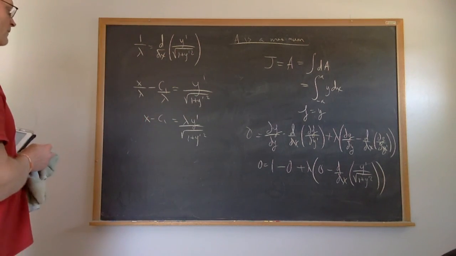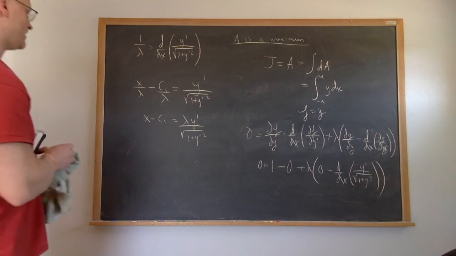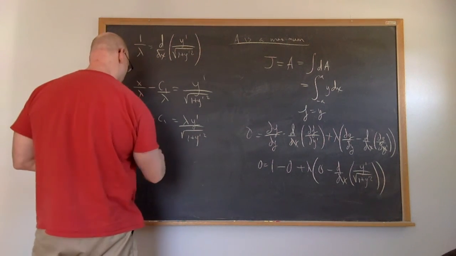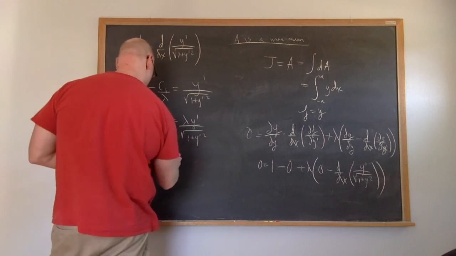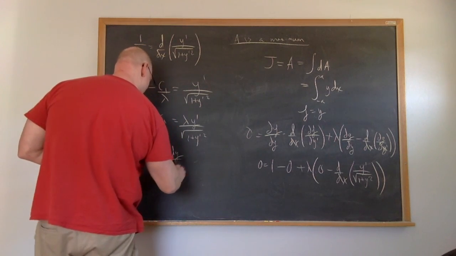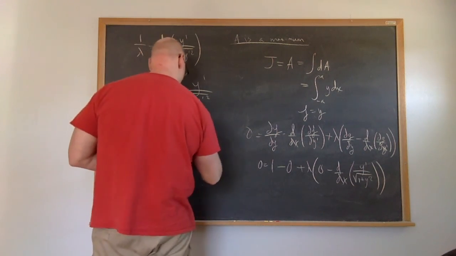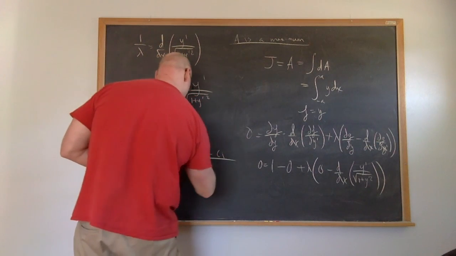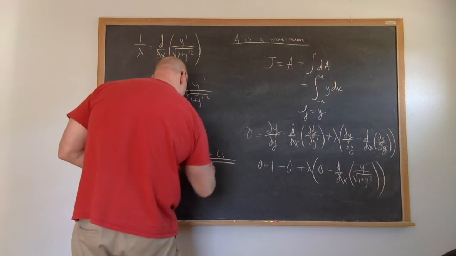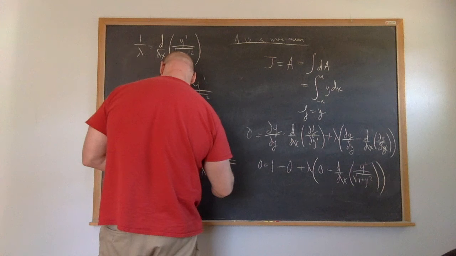From here, we now want to solve for y prime, and then we're going to separate. We get y prime, which is equal to dy over dx, equal to x minus c1 divided by the square root of lambda squared minus x minus c1 quantity squared.